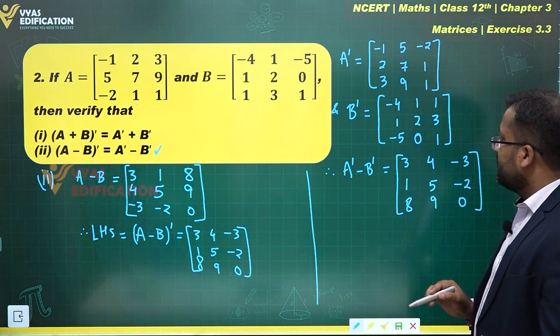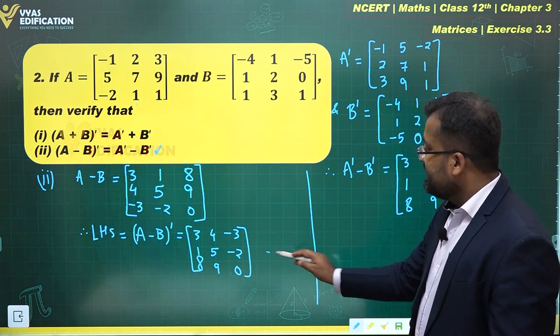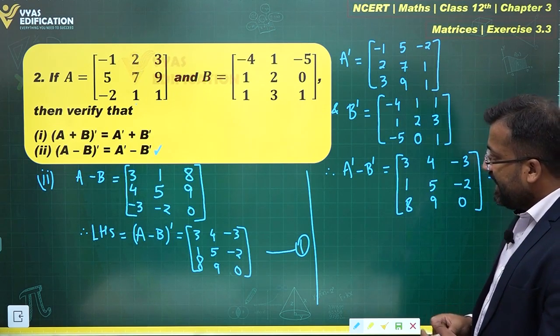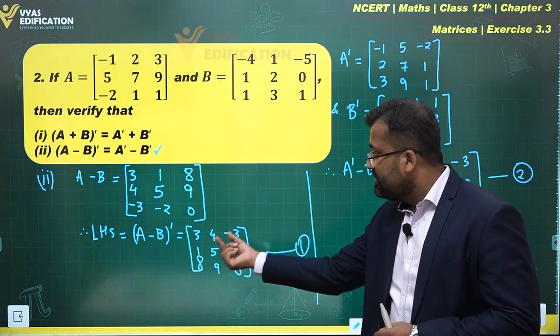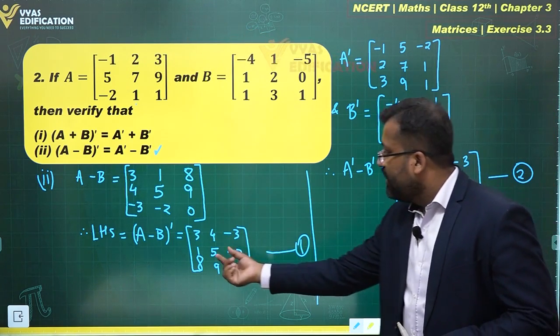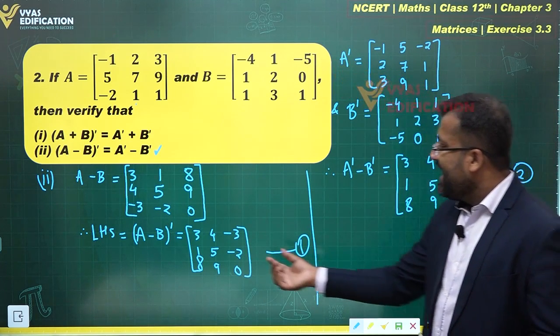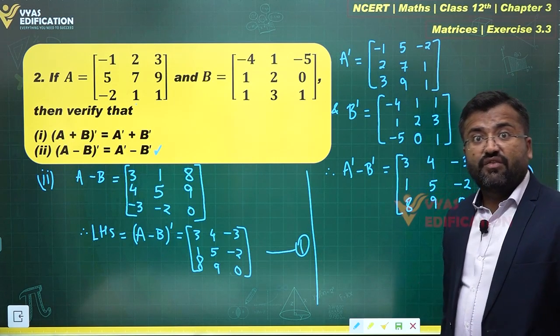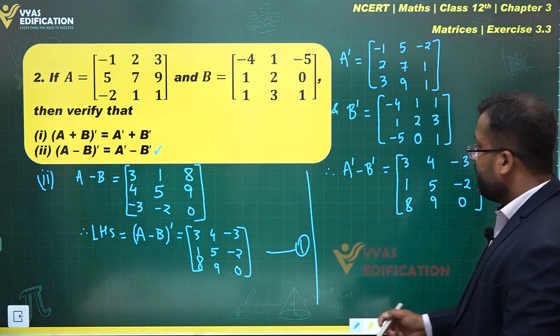You can observe this. Now, this is, let us say, statement 1, and this is, let us say, statement 2. Can you observe the matrices obtained at the end of this? This is 3, 4, -3; 1, 5, -2; 8, 9, 0 in both, and yes, these two matrices that we have obtained are exactly same.